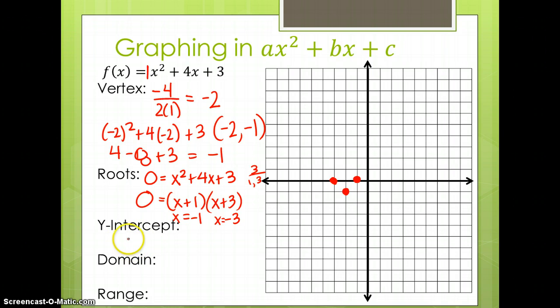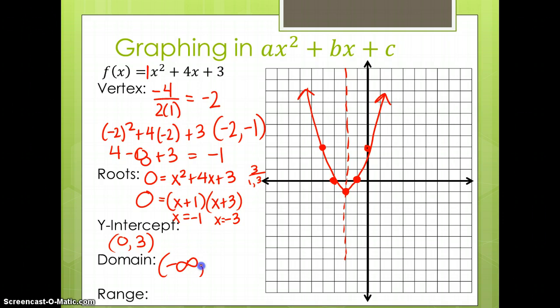The y-intercept is the c value. The c value in this case is 3, so 0, 3. And again, if I draw in my axis of symmetry through the vertex, I can reflect that. It's 2 spaces away. I can reflect that to the other side to give me just a slightly better picture. So I have my points, and now I can graph my parabola pretty well.